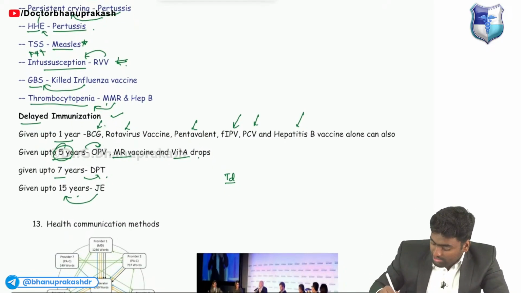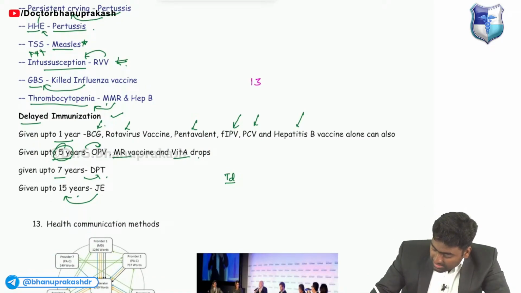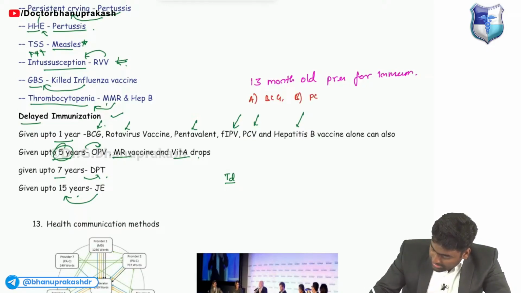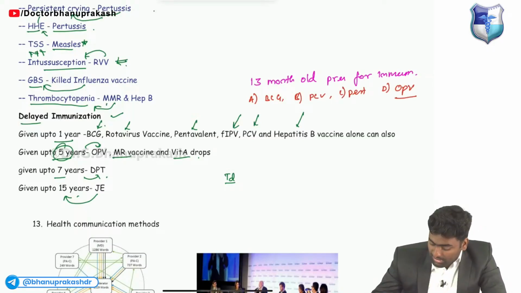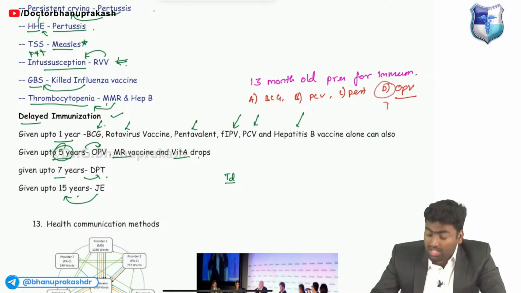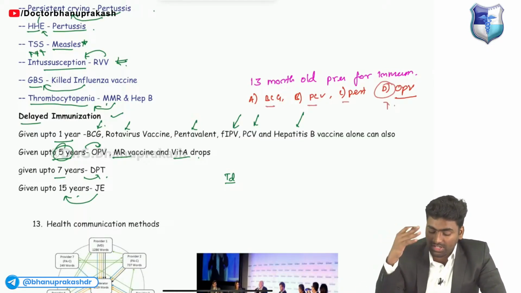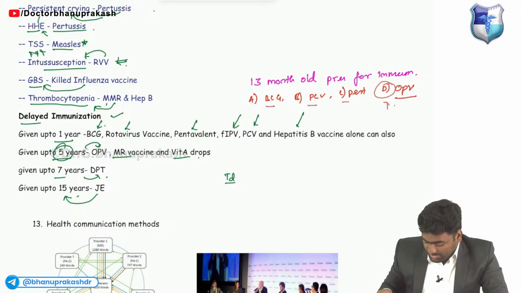Means in the question they will describe: there is a 13-month-old child present for immunization. Which of the following vaccines will he be given? Option A, BCG. Option B, PCV. Option C, pentavalent. Option D, OPV. What will be your answer? You will give D, OPV. Will avoid all these other things because it is 13 months, which is more than 1 year. Then we'll move on to our next part.